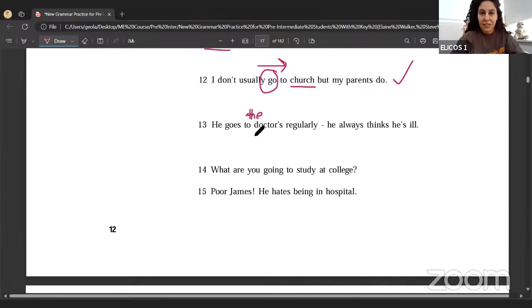Yeah. So he goes to the doctors regularly. He always thinks, so just make sure it's like a z. He always thinks he's ill. So it becomes a double z sound. He always thinks he's ill.